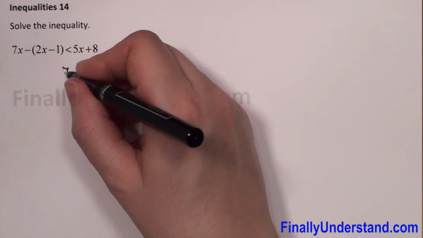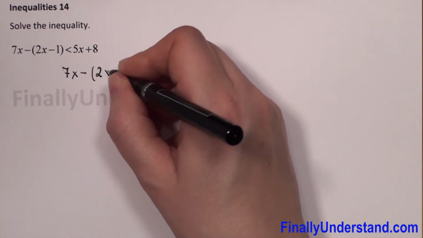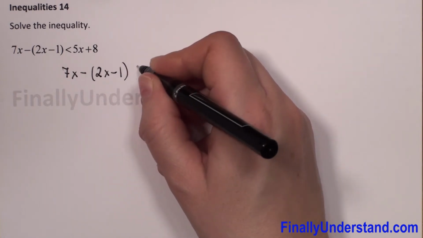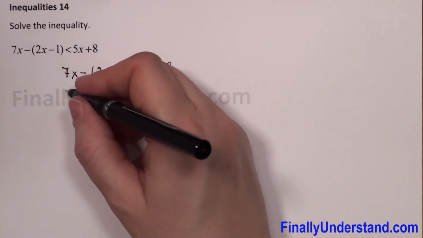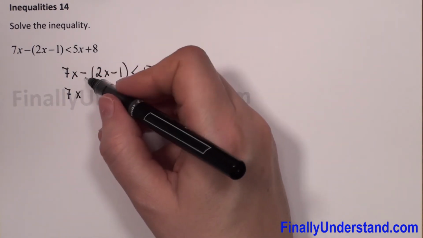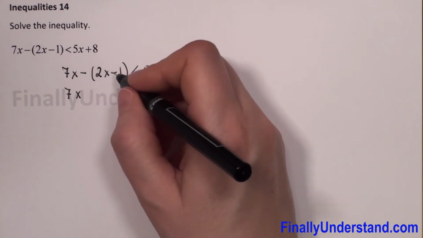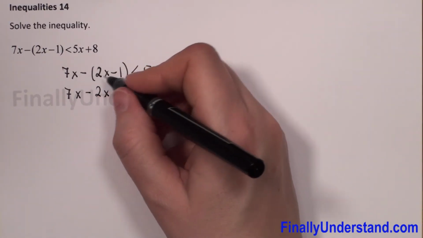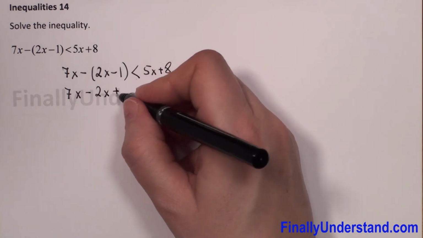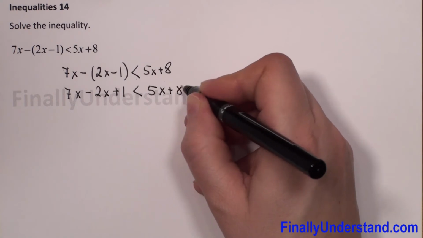I have 7x minus, in parentheses, 2x minus 1 is less than 5x plus 8. So I have 7x, then negative 1 before the parentheses, so I have to distribute negative 1 to the parentheses. Negative 1 times 2x is negative 2x. Negative 1 times negative 1 is positive 1, is less than 5x plus 8.